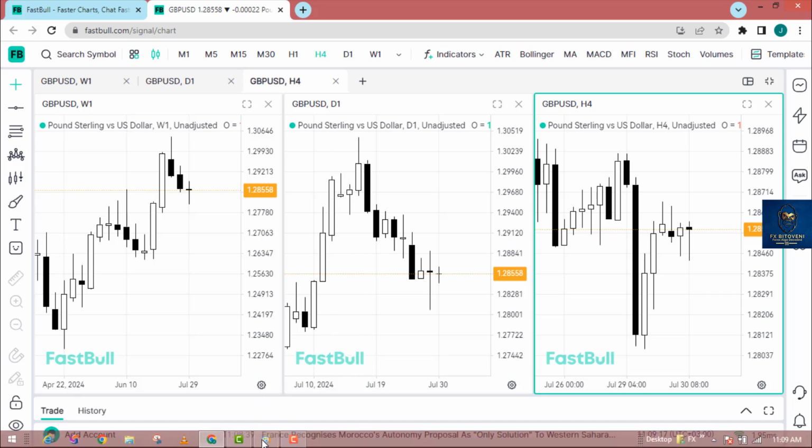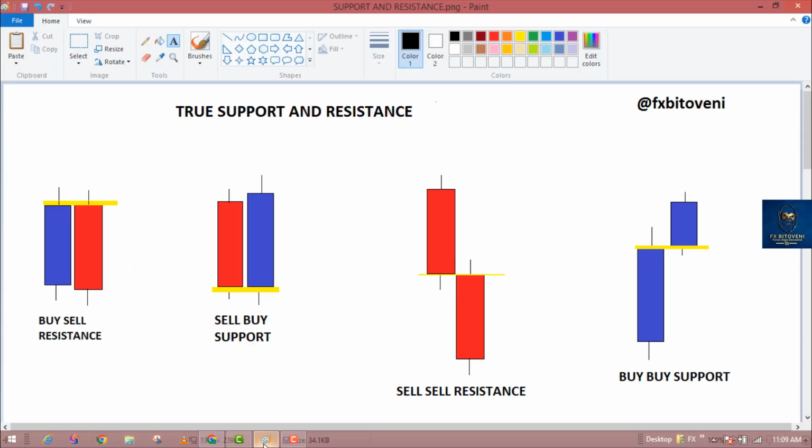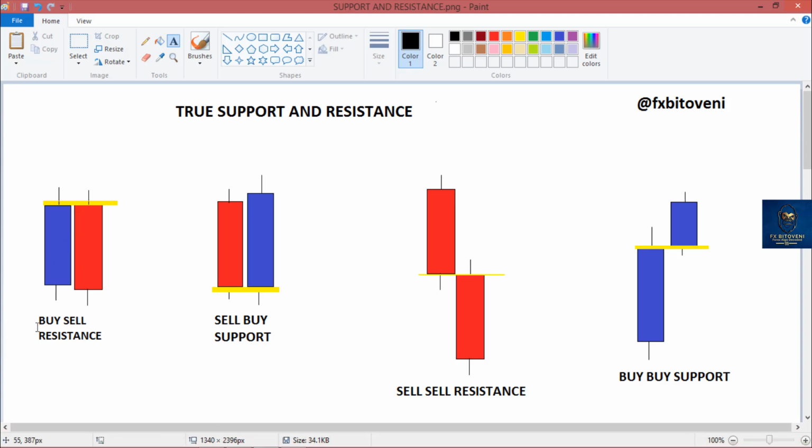So we'll come back here. First of all, let's go back to our drawings here, so that you first of all understand what we mean by true support and resistance. You have two types of support and two types of resistance. First of all, there is what we call buy-sell resistance.